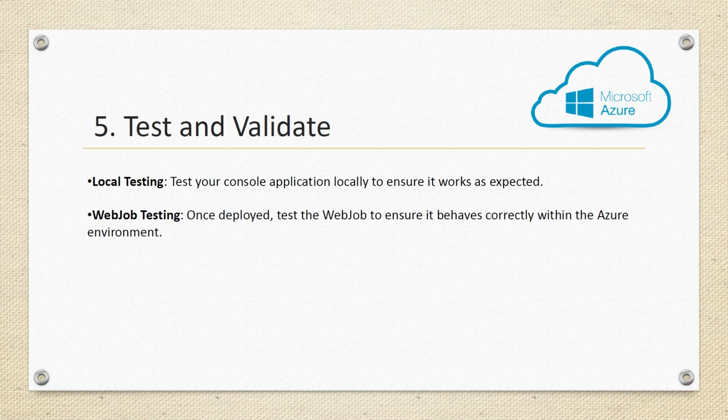First, you need to do local testing. Obviously, before deploying any application, you must have tested it in the local environment. So test your console application locally to ensure it works as expected, whatever logic you have written inside the code. And web job testing: once you have deployed, test the web job to ensure it behaves correctly within the Azure environment. I mean, how it's behaving.